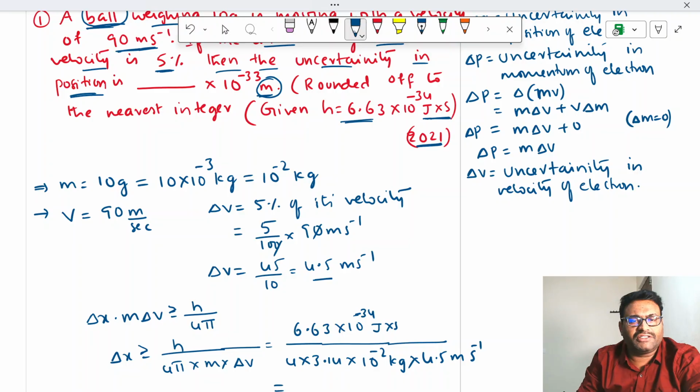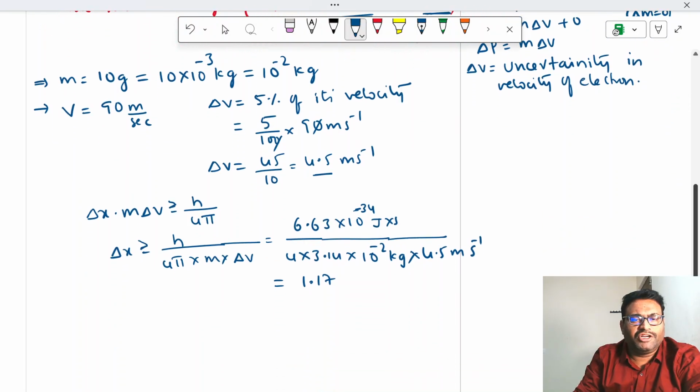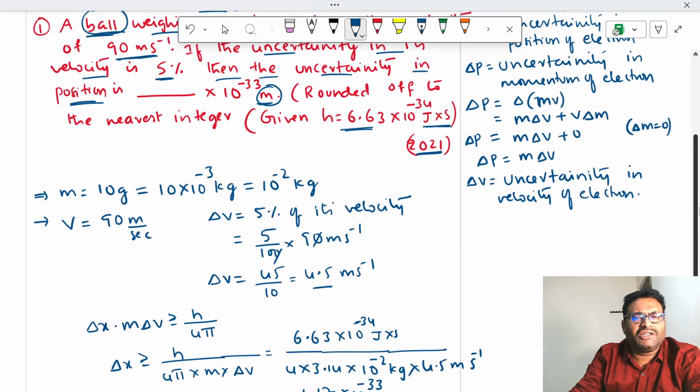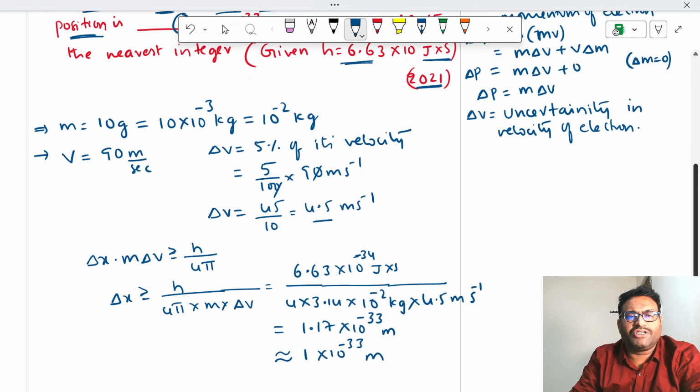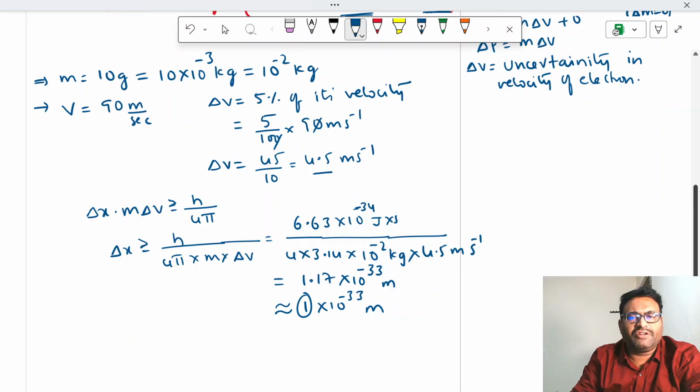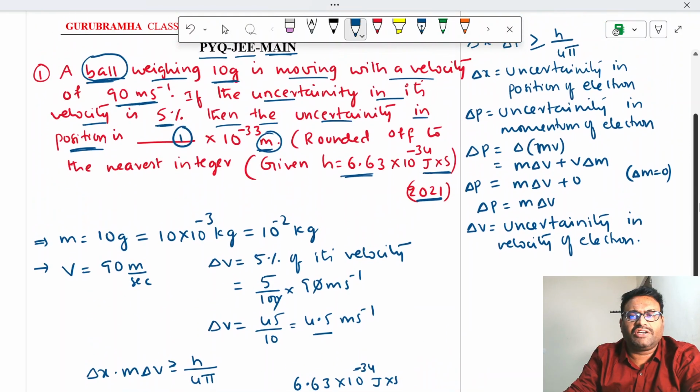On calculating this, we get 1.17 into 10 power minus 33 meters. So approximately 1 into 10 power minus 33 meters. In the question it is asked dash into 10 power minus 33 meters, so the answer will be 1. It is that type of question. So let us see the next one.